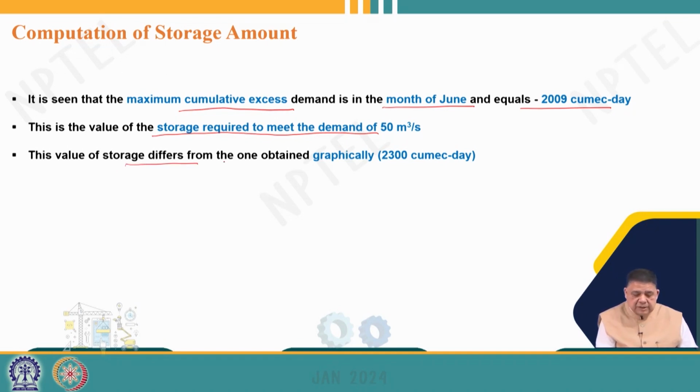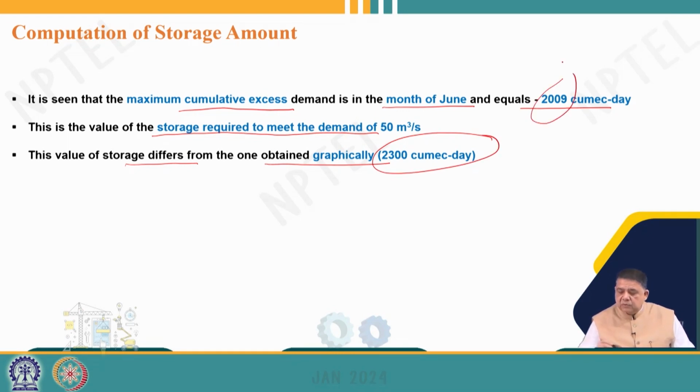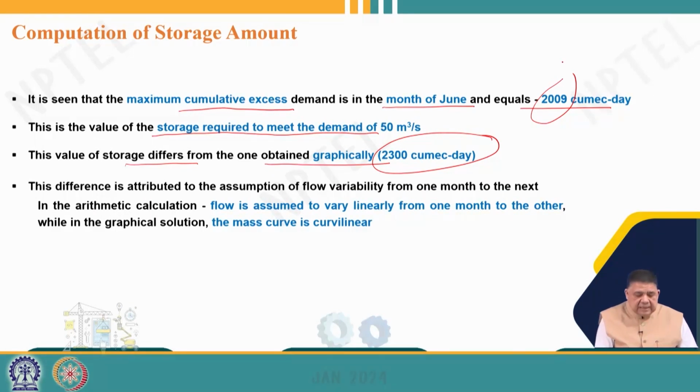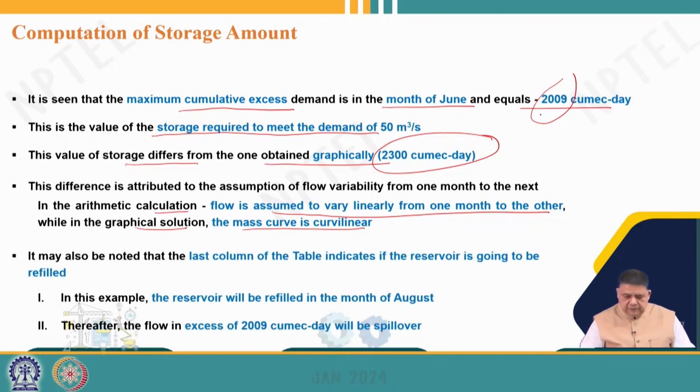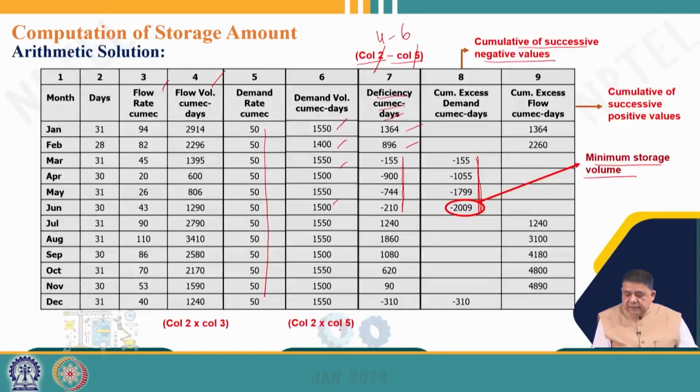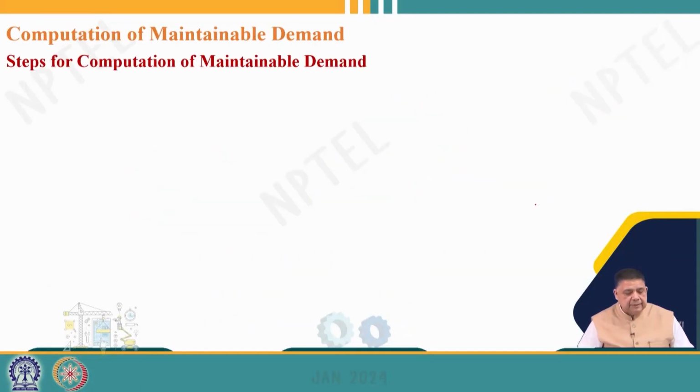This value of storage differs from the one obtained graphically. In the graphical solution, we got 2300, whereas we got 2009 arithmetically, and that is simply because in the arithmetic calculation flow is assumed to vary linearly from one month to another, while in the graphical solution the mass curve is curvilinear. We have plotted it and it was curvilinear, and that is why this minor difference in the solution comes. It may be noted that the last column in the table indicates if the reservoir is going to be refilled, and if you look at the table here, we had 2009. So, right here in the month of August, this reservoir will be refilled. So, this is how we can find out the storage requirement.